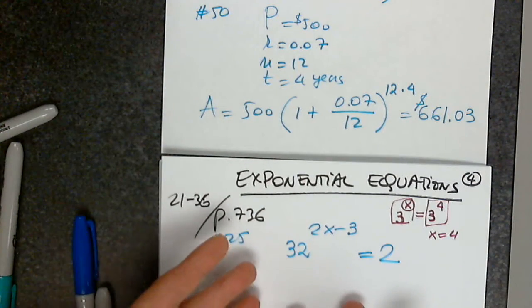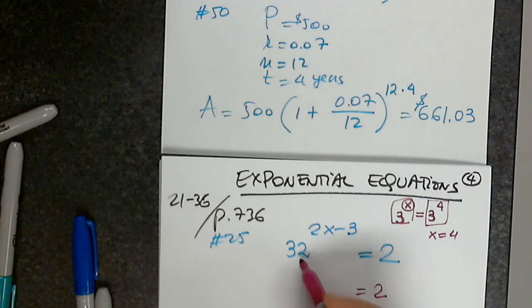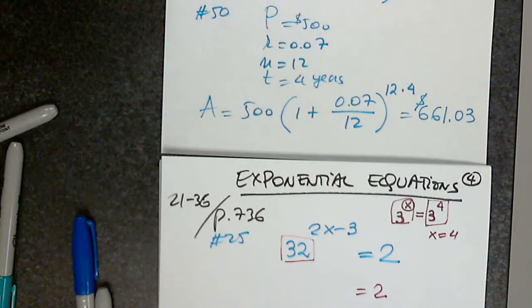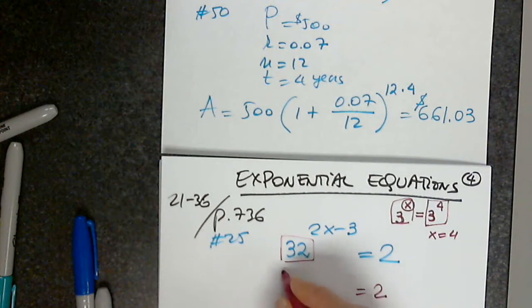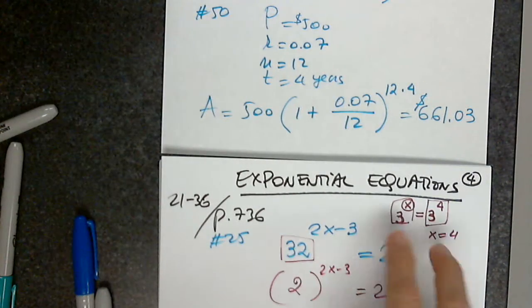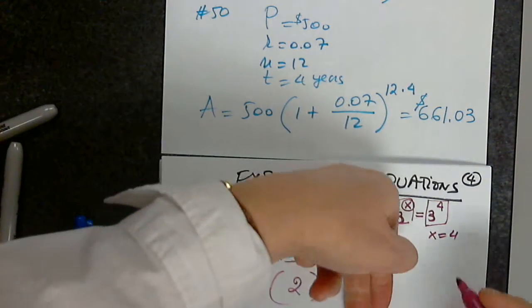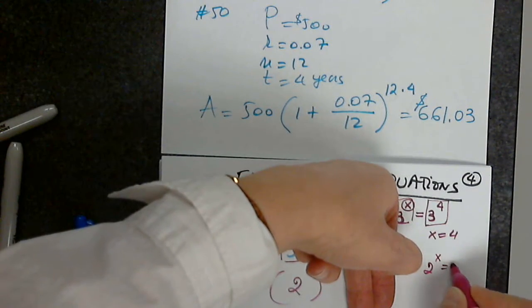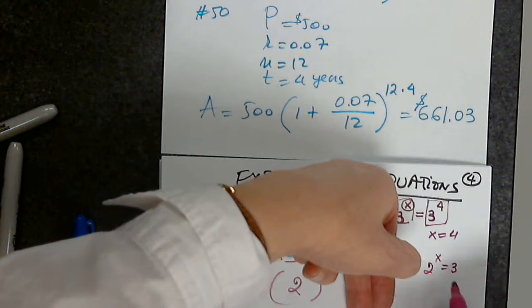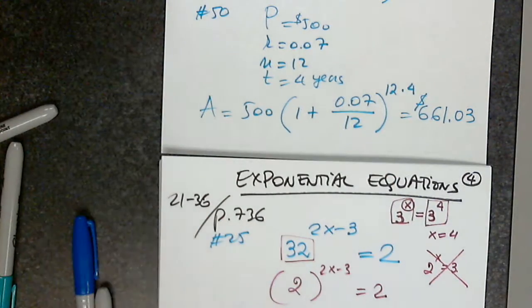This is the idea I have to use here. There is nothing I can do to 2, but there is something I can do to 32 in the hope that I can write it with the same base. If I cannot write these two numbers with the same base, I will not be able to solve in this class. I have to wait for the next one. So I could have the possibility of this: 2 to the x equals 3. We cannot solve this equation in this class. Both sides have to have the same base.